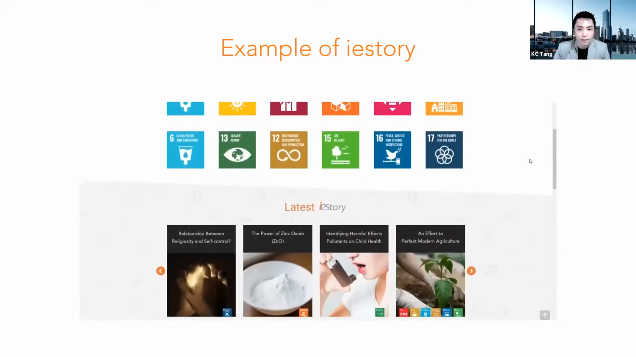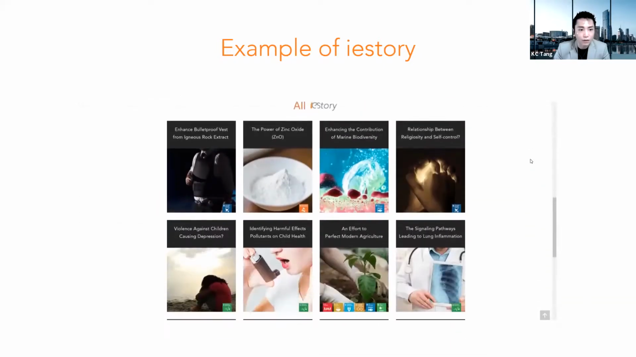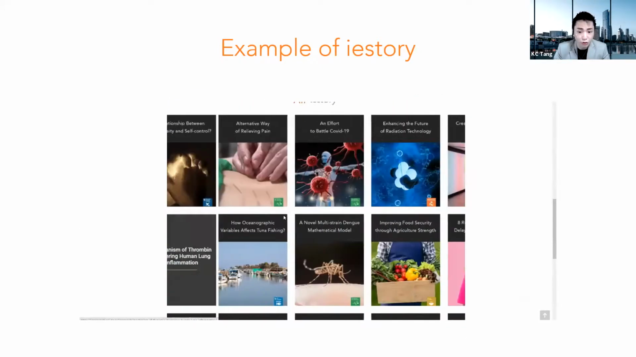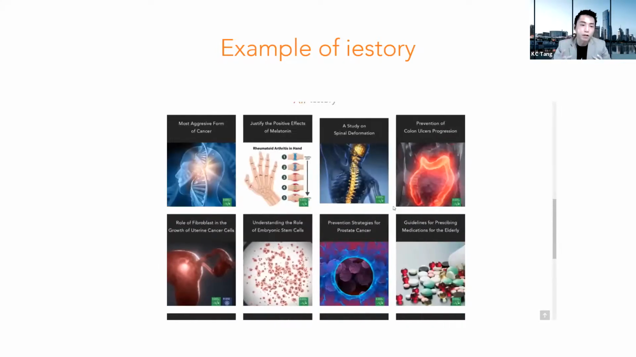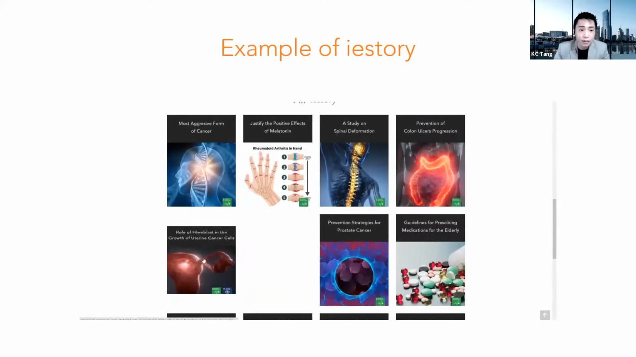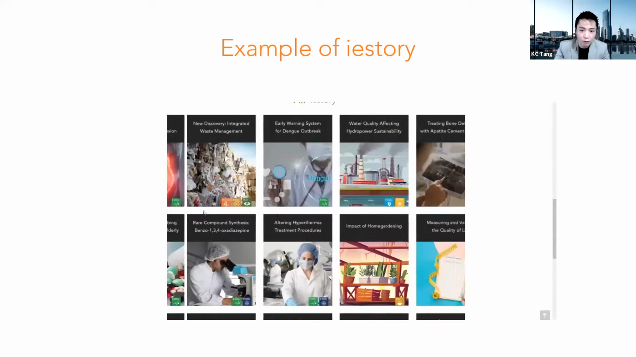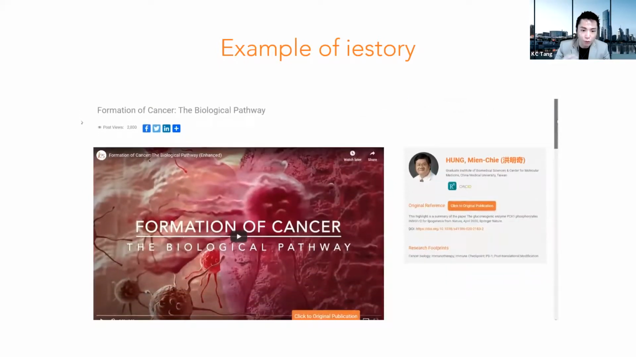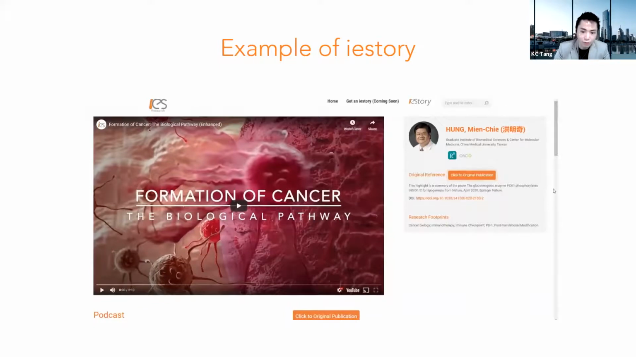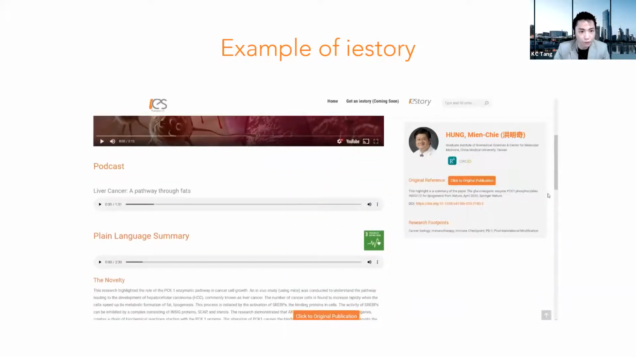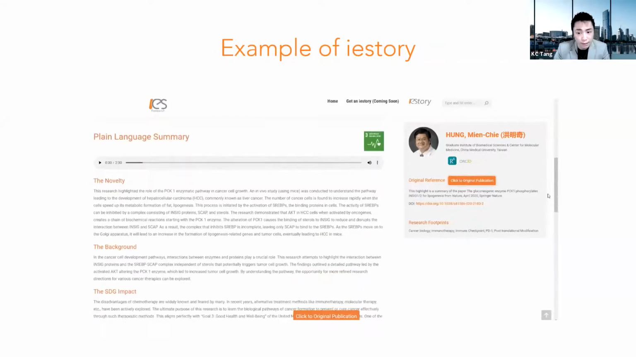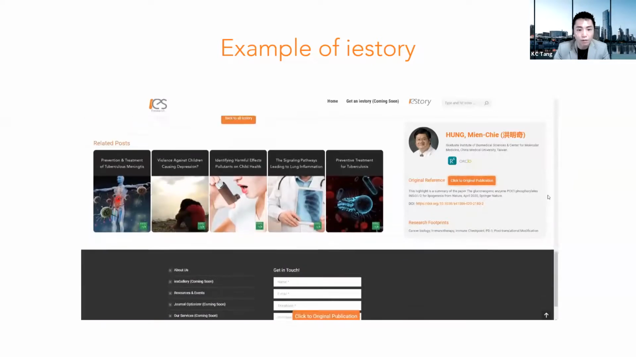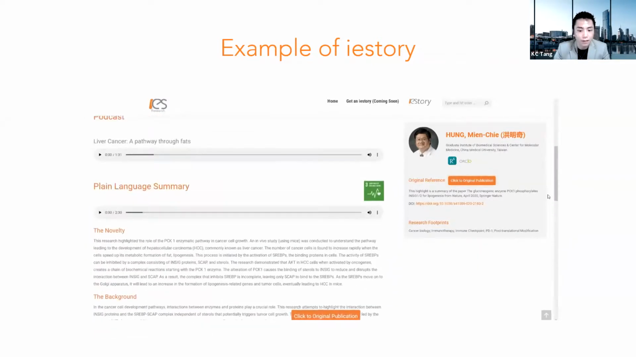So I'll just show some examples of how the actual IES story looks. We categorize all the IES stories under the 17 SDGs, and we aggregate them under one single platform, which is our platform at IES Research Solutions. All these are individual stories. When you click on any one of those, it brings you to the IES story page. You have the video bite, the podcast, and researcher information on the right-hand side, which links up to ResearchGate, ORCID, and also the DOI.